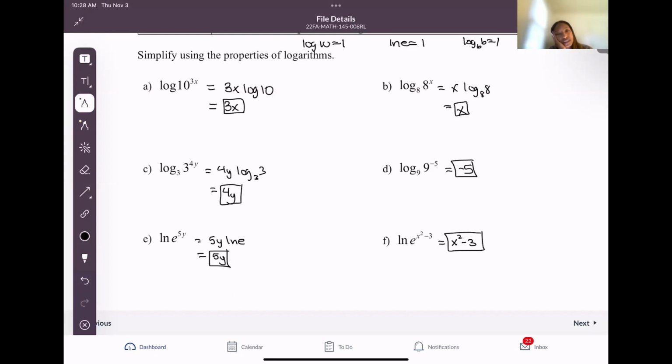For all of the rest of them, I think that's the only one that had a typo. But for all of these, you should see that the base of the logarithm and the term that we're taking the log of are the same. So then we just end up getting the exponent. Every single one of these problems just simplifies to the exponent. Thank you for pointing that out, Cameron. B is x, C is 4y, D is negative 5, E is 5y, and F is x squared minus 3. Just using the inverse property, these all simplify to just the exponent.